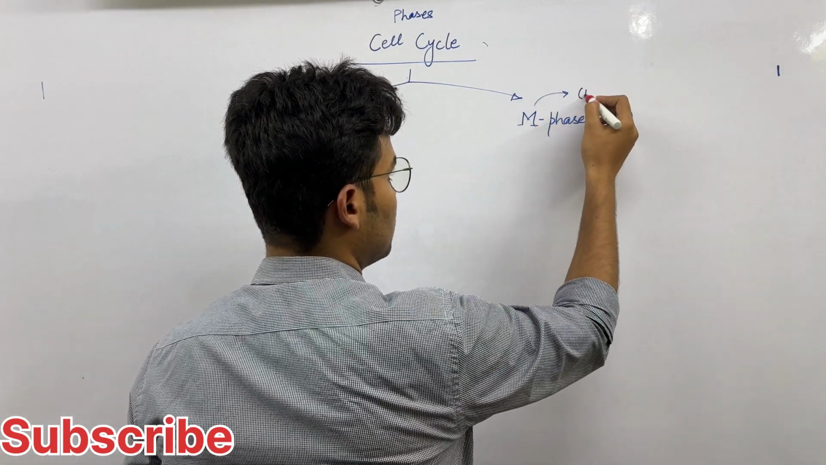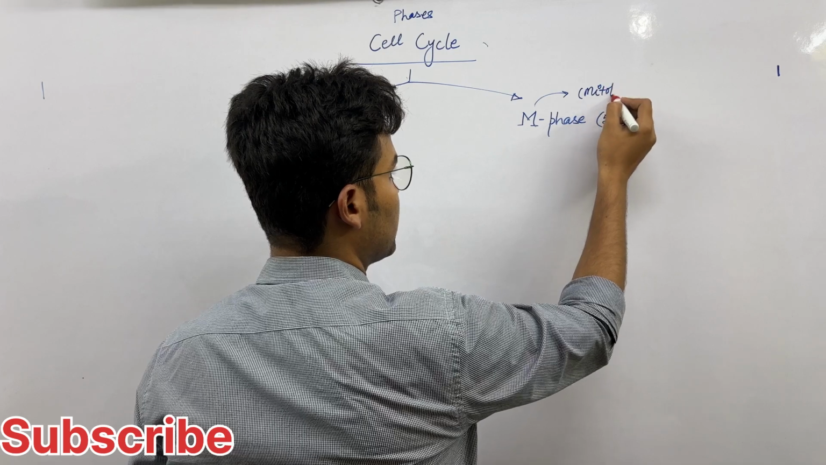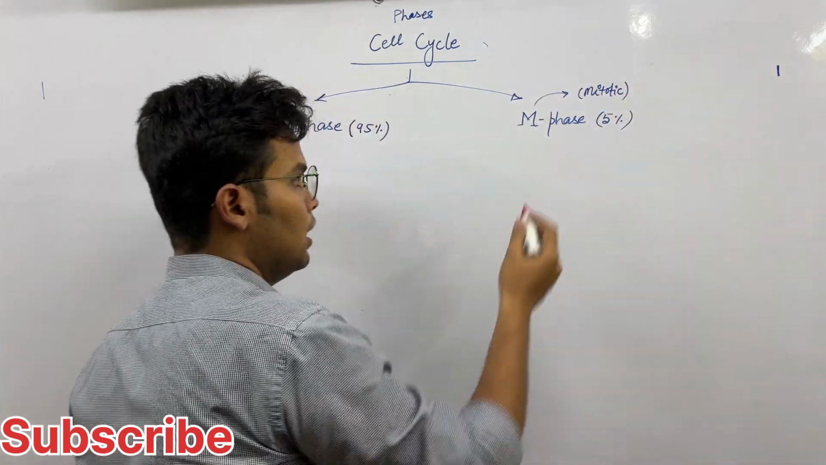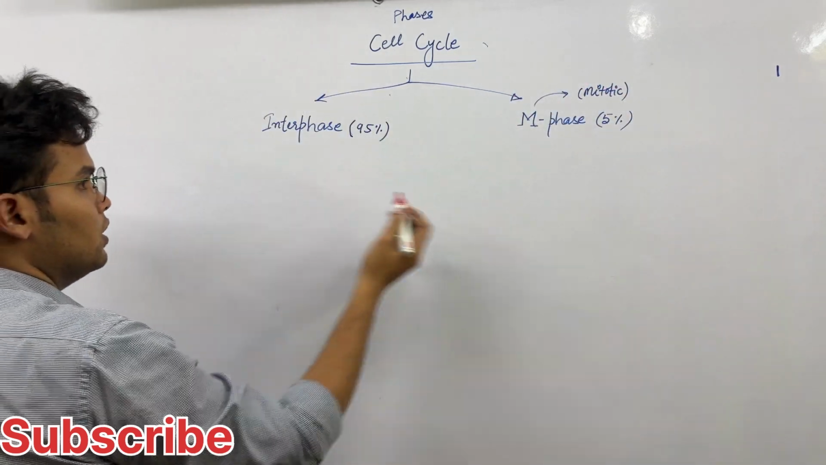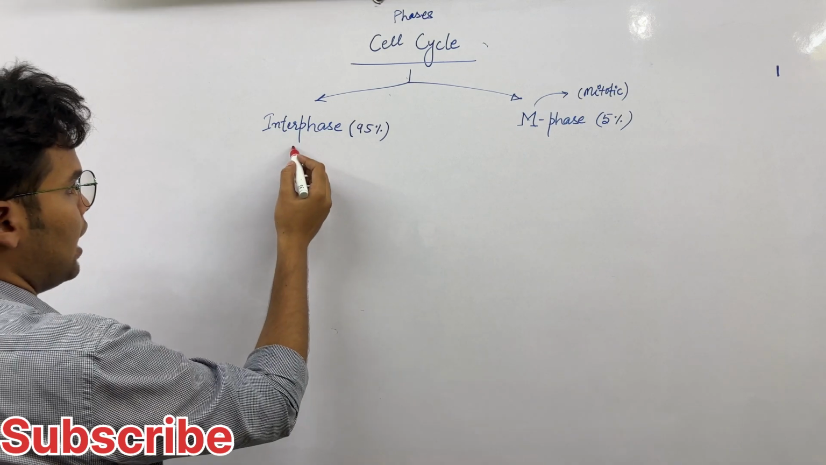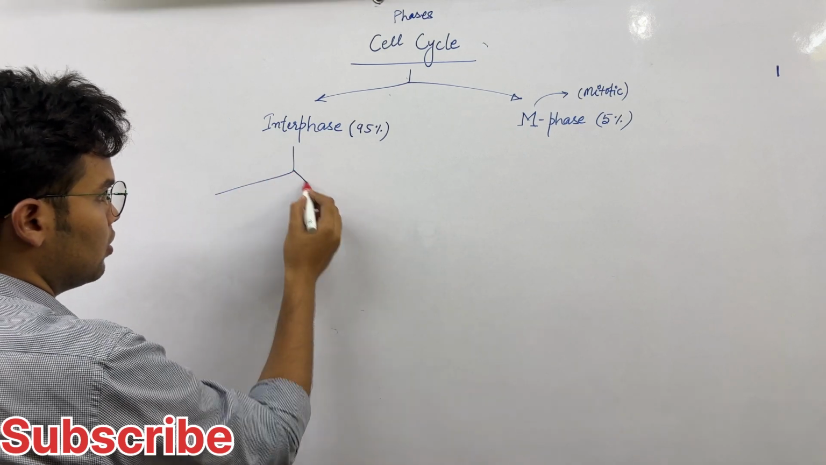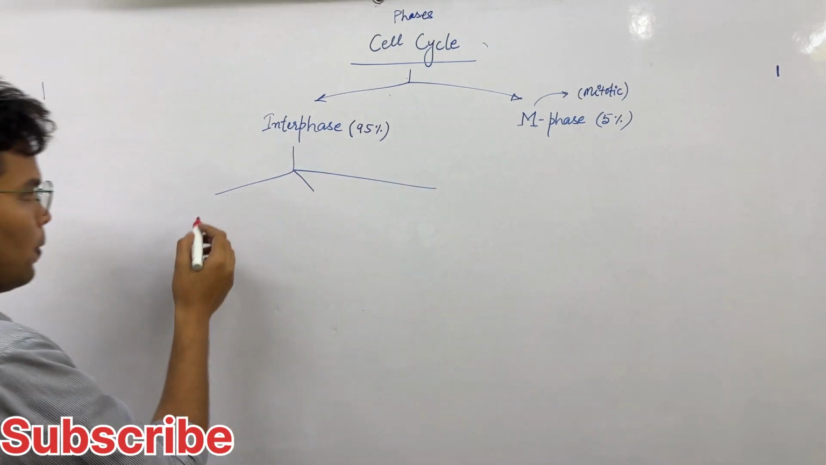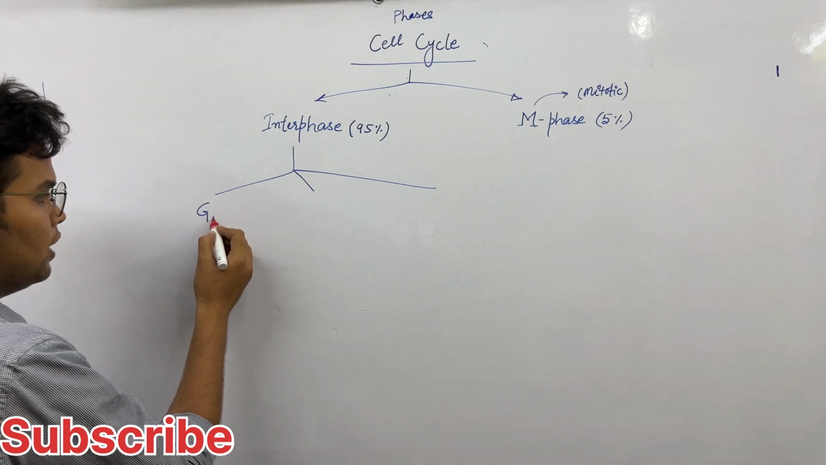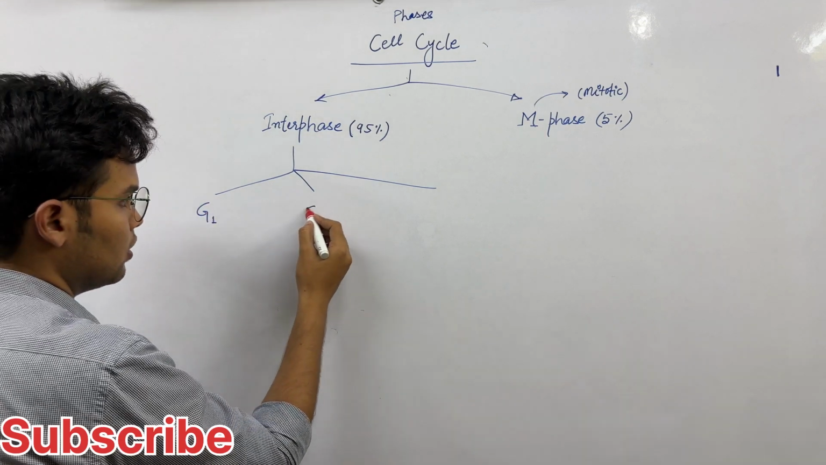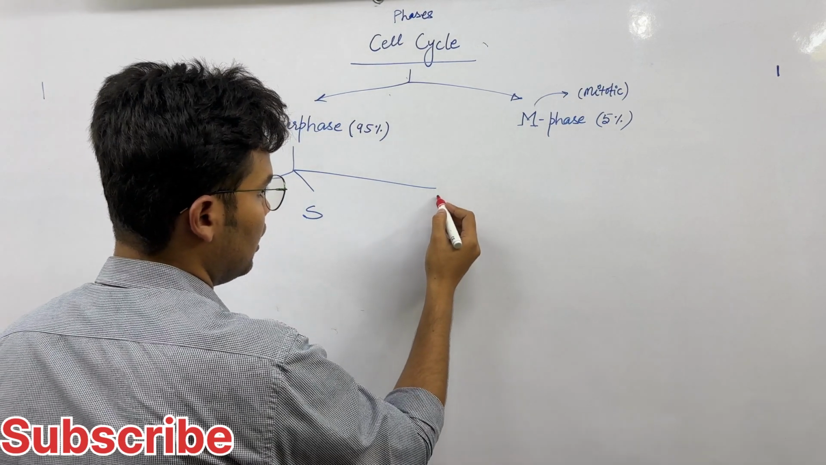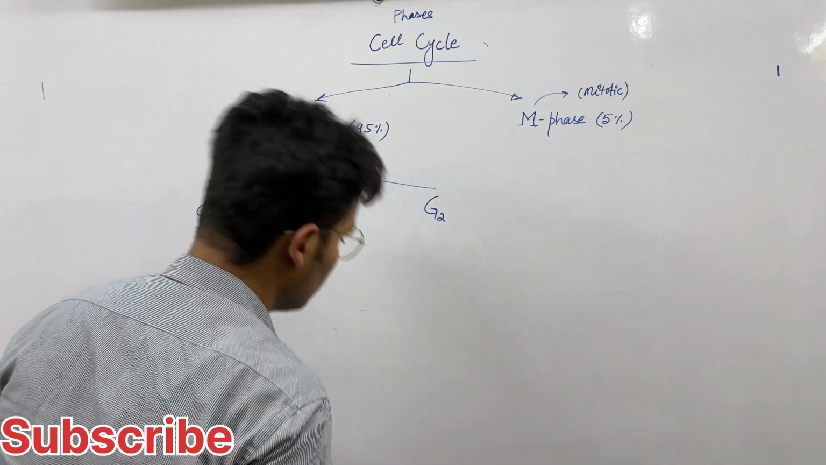M stands for mitotic. So interphase takes 95% and M phase takes 5%. Interphase is divided into three parts, that is G1 (gap 1) phase, S phase, and G2.